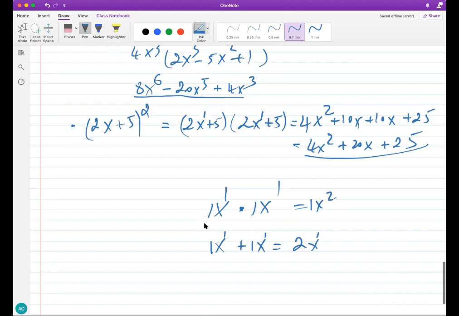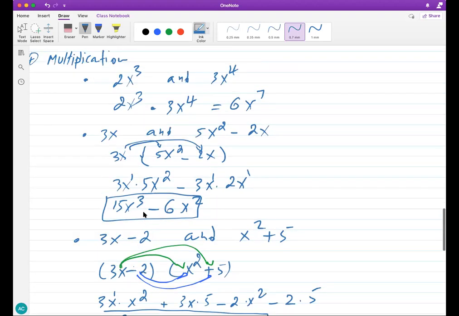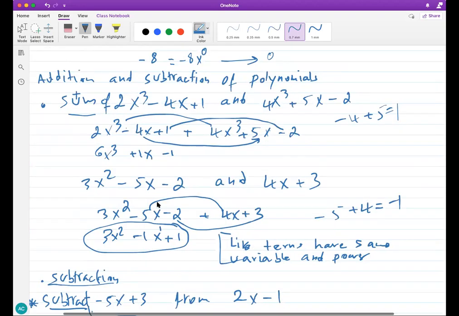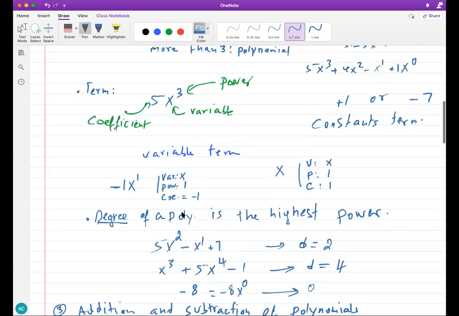Okay, so that's pretty much your polynomial. So it's very important here. We're going to use these in the future as well with functions and everything.